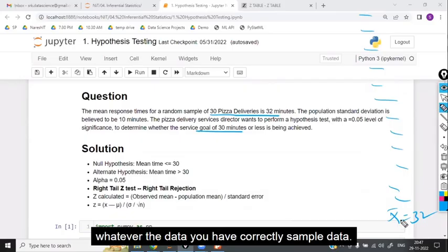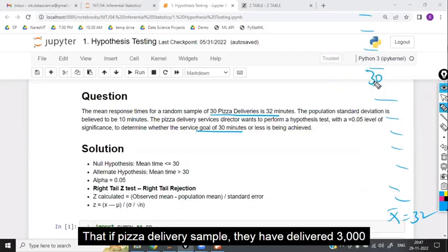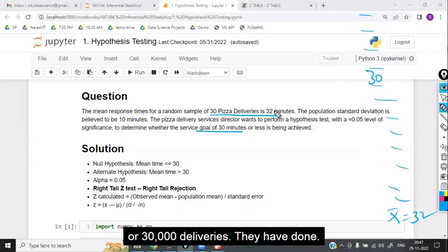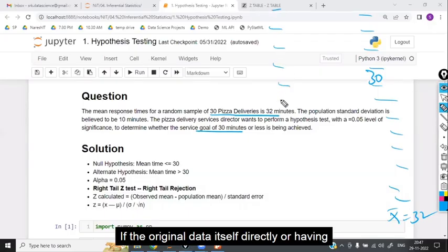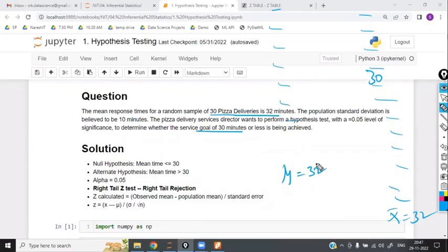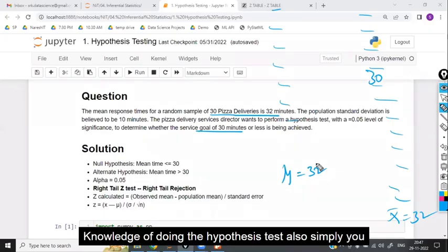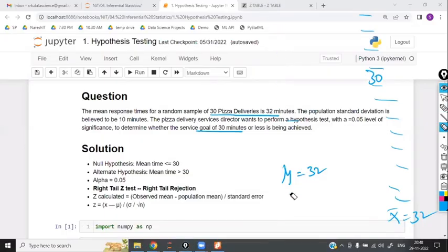Because whatever data you have collected is sample data. 30 pizza deliveries sample. They may have done 3,000 or 30,000 deliveries. The original data is not with you, right? If you had the original data itself and could directly calculate the population mean as 32, there would be no need of doing the hypothesis test also. Simply you can confirm that the company is not maintaining it. Since you do not have the population data, you are working on the sample data.